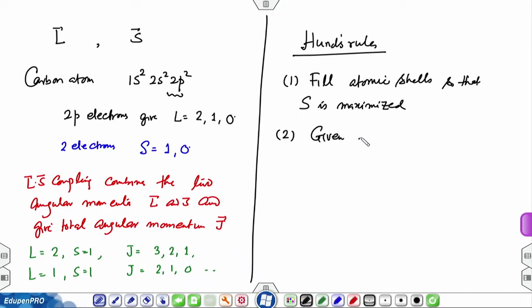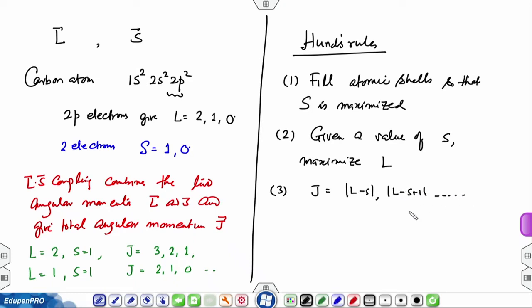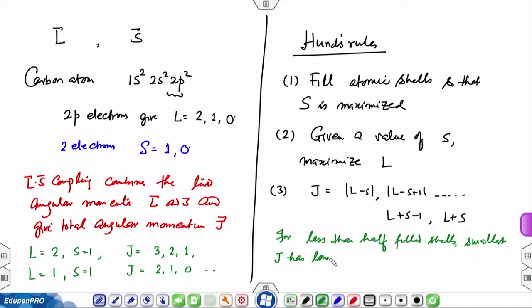Number 2, given a value of S, maximize L. So, you should have largest possible L values. And then third, J comes out to be from mod L minus S, then L minus S plus 1 all the way up to L plus S minus 1 and L plus S. So many J values. And which is the lowest energy? For less than half filled shells, the smallest J has lowest energy.